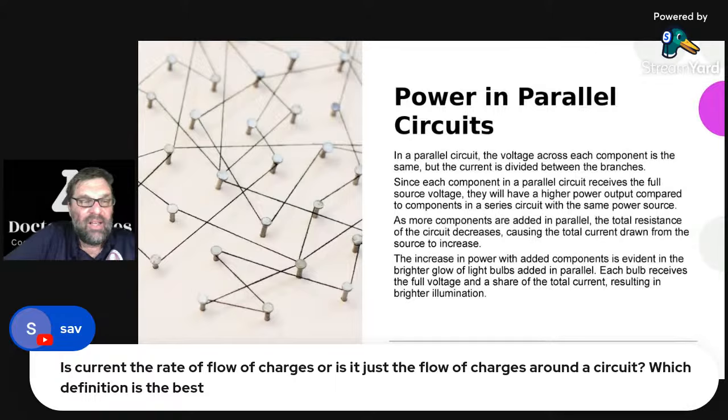Okay, right. So, is current the rate of flow of charges, or just the flow of charges around? Well, I guess when you're asking, the flow is essentially the rate. It's the amount of charges passing by per second. So I would say it's just the rate of, yeah, the flow is essentially the rate anyway. So it's like a tautology. I'll say the flow of charges, in this case electrons, around a circuit.